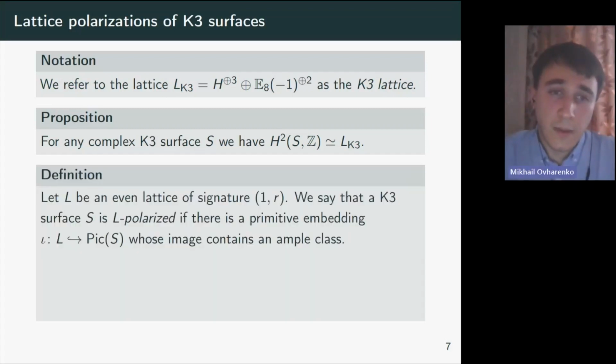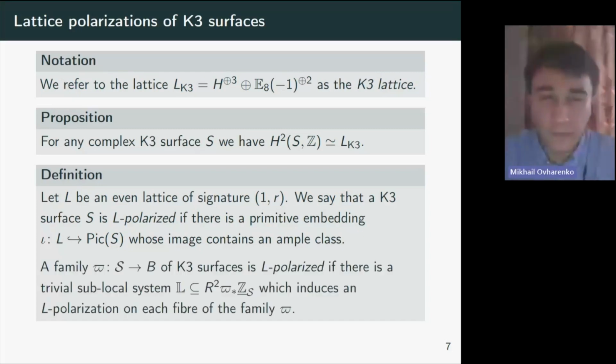And if we are given an even lattice L, we would say that some K3 surface S is polarized by L if there exists a primitive embedding, where primitive means that its co-kernel does not contain torsion, whose image contains some ample class. And there is a relative version of this definition.